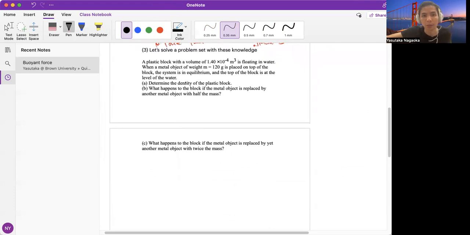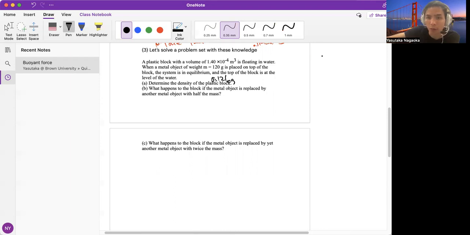Okay, let's go. Here we go. A plastic block with a volume of 1.4 multiplied by 10 to the negative 4 cubic meters is floating in water. A metal object of mass m equals 120 grams, which is 0.12 kilograms, is placed on the top of the block. The system is in equilibrium, and the top of the block is at the level of the water.